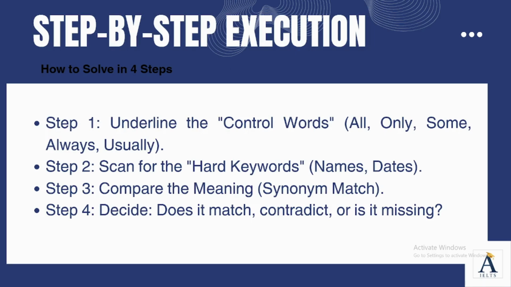So, here's the step-by-step execution. To solve this, follow these four steps. Underline control words like all, only, some. Scan for hard keywords that can be names, dates, and numbers. Number 3 is compare meaning. Like you can always match the synonyms. And step 4 is to decide using the traffic light logic. Does it match, contradict, or is it missing?